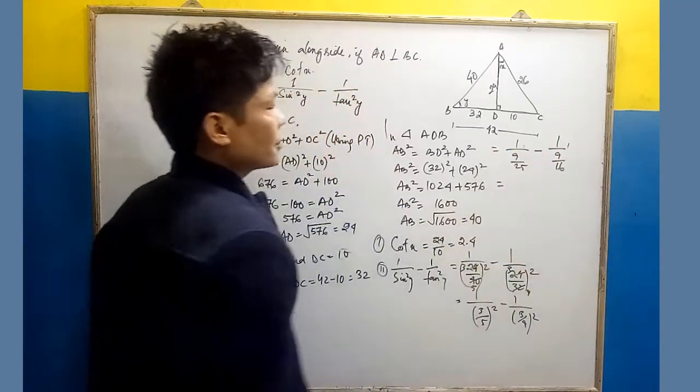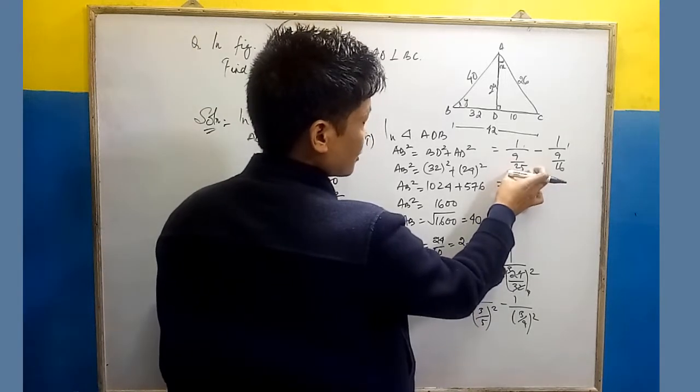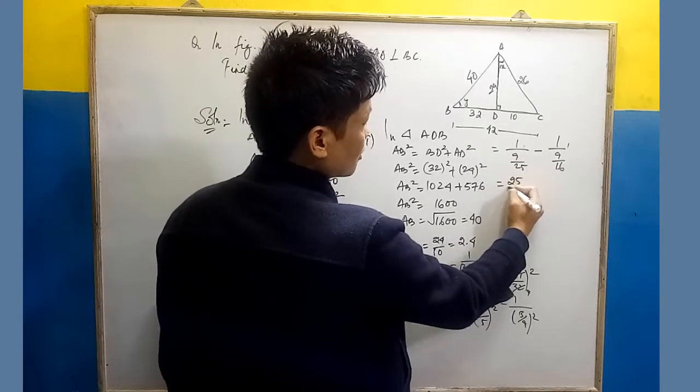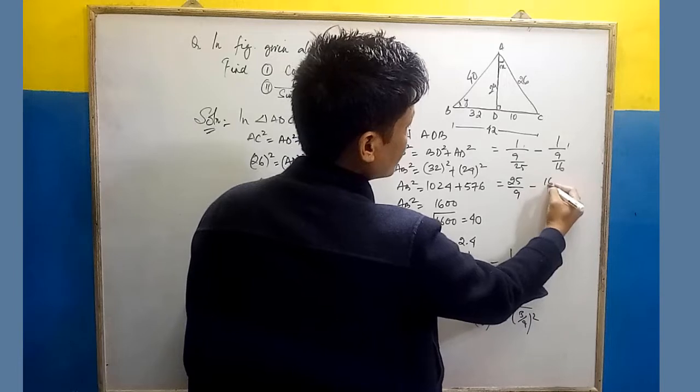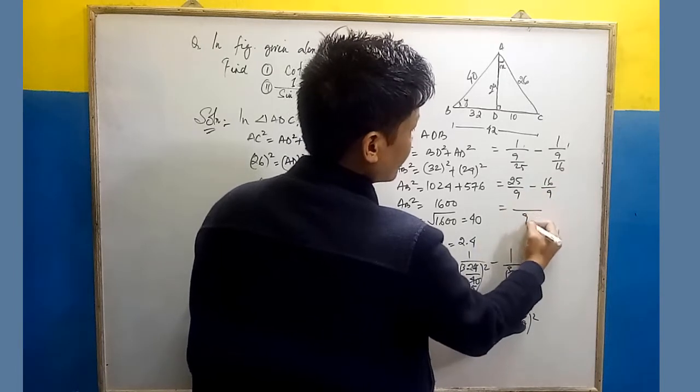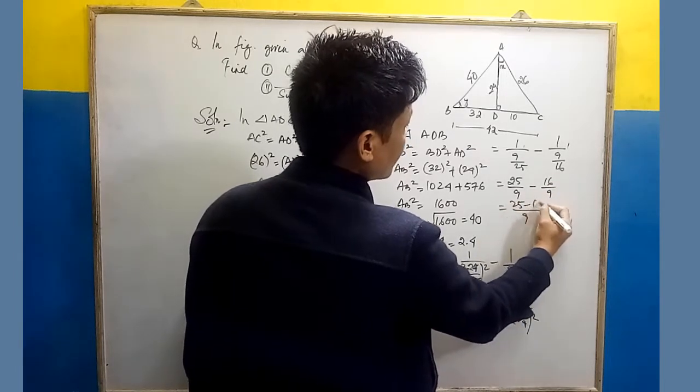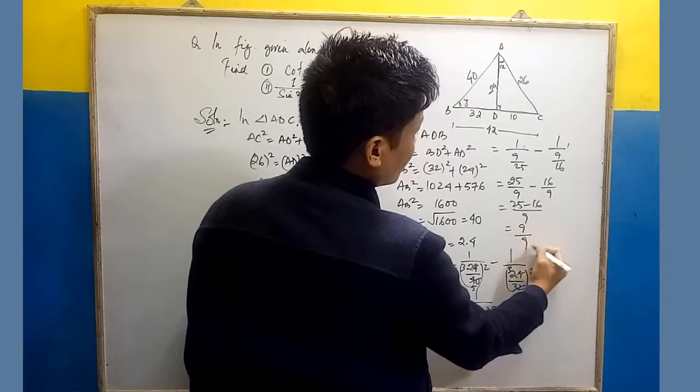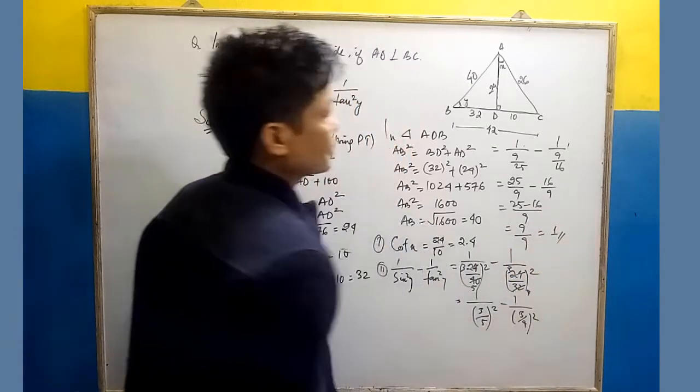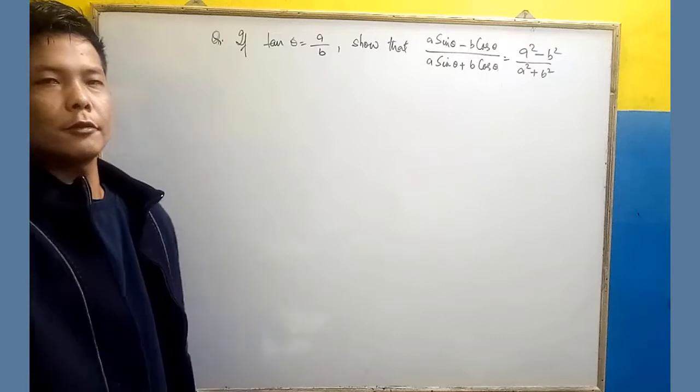Now if I adjust this division into multiplication, then the fraction in the denominator will be in this reciprocal form. Same with this one, it will become 16 by 9. So if I take LCM, it will be (25 minus 16) by 9, which is 9 divided by 9. This is 1. Now let us look into another question.